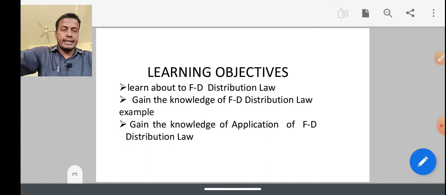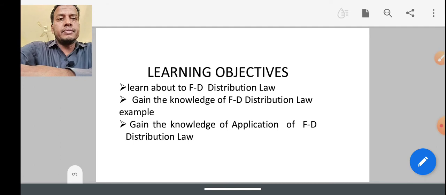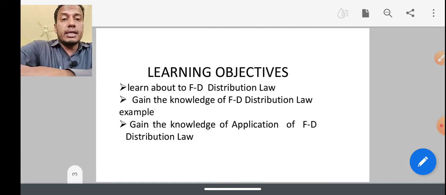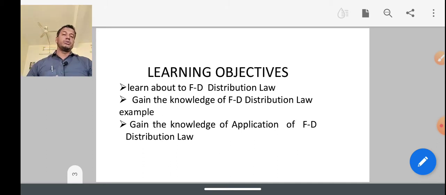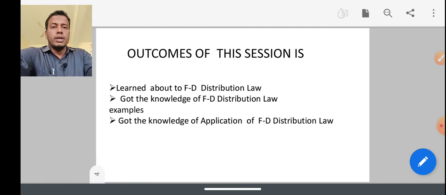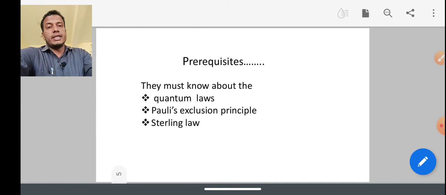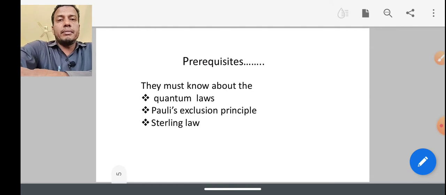Today's learning objective is to learn about the FD distribution law and gain some knowledge about it with an example. We will also gain the knowledge to derive the FD distribution law and how it can be applied to some other particles. After these sessions we will know the FD distribution law, its examples and its derivation. Before going on, we must know some quantum laws, the Pauli exclusion principle and Stirling's law.